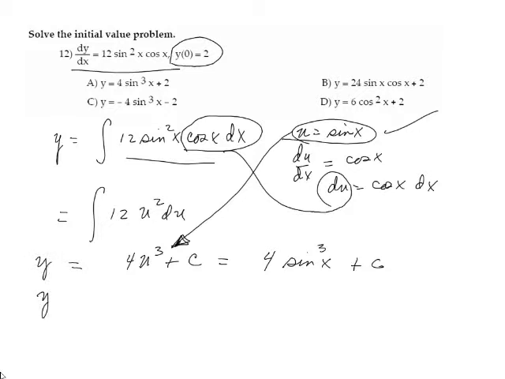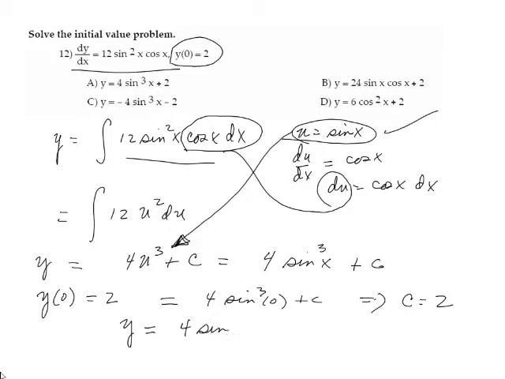We're given that y of 0 is equal to 2, which means that 4 sine cube of 0 plus c equals 2. This implies that c is equal to 2. So the complete solution, having determined what the constant is, is 4 sine cube of x plus 2, which is answer A.